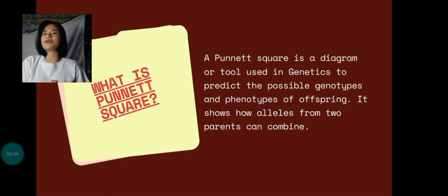First, what is a Punnett square? A Punnett square is a diagram or tool in genetics to predict the possible genotypes and phenotypes of offspring, and it only shows how alleles from the parents can combine. So ang Punnett square kay mao ni siya ang diagram or a visual tool nga pwede nato ma-predict ang usa ka genetic trait. Ang simple terms ani niya kay mura ni siya table or box nga nagtabang nato para unsaon nato pag-determine kung unsa ang traits ana nga things.